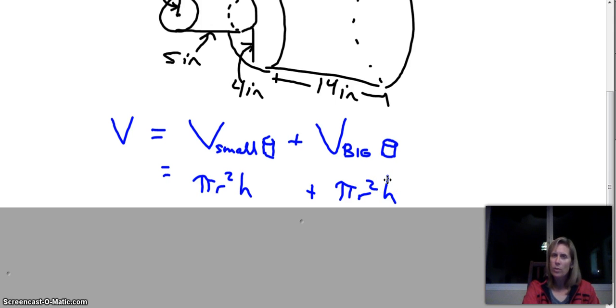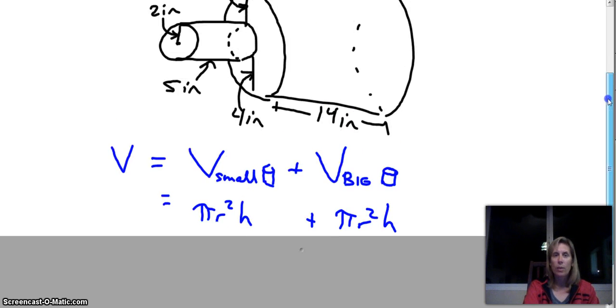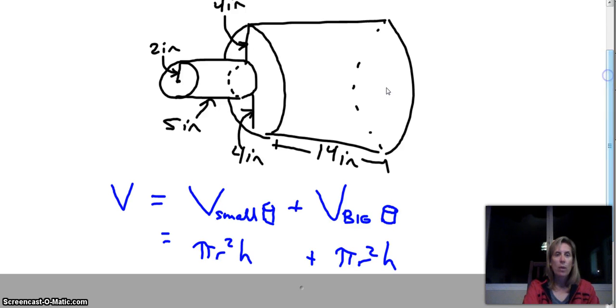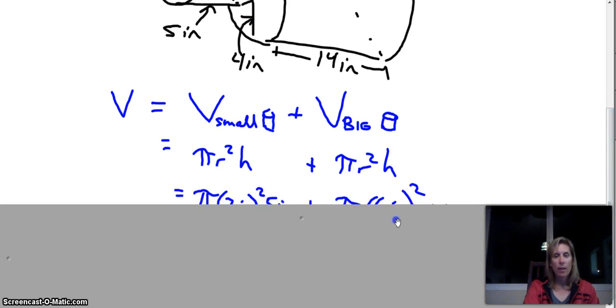But remember, we have two different sized cylinders, so we're going to have to go up and substitute the correct values in. Let's start with the small cylinder on the left. What is the radius and height of this cylinder? You got it. The radius is 2 inches, and the height is the distance between the bases, 5 inches. So we can go down and substitute those values.